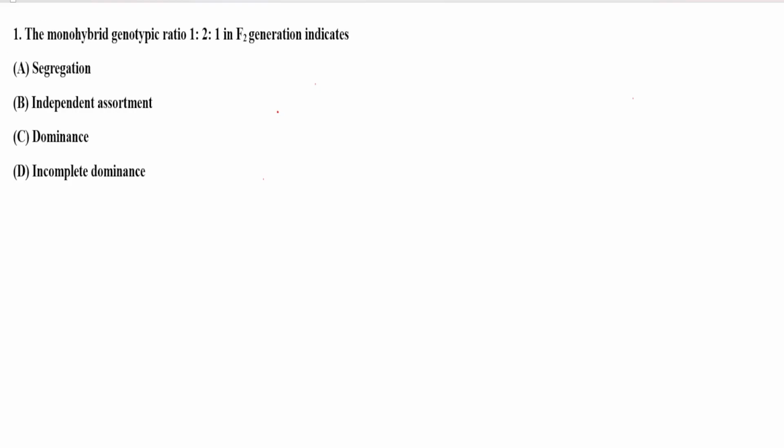The monohybrid genotypic ratio 1 is to 2 is to 1 in F2 generation indicates segregation, independent assortment, dominance and incomplete dominance. The question is from Mendel's laws. As we know, Mendel has given three laws: law of dominance, law of segregation and law of independent assortment. So we have been asked which Mendel law is indicated by this ratio of Mendel cross.